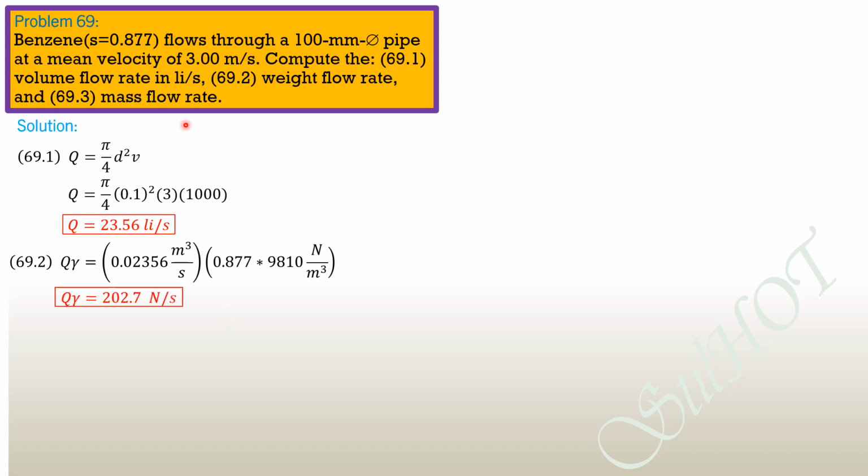Then the mass flow rate is Q times density. The density is 877 kilograms per cubic meter, 0.877 times 1000 kilograms per cubic meter, the density of water. So Q times density is 0.02356 cubic meter per second times 877 kilograms per cubic meter. So therefore this is in kilograms per second, the mass flow rate. So that's it for this problem.